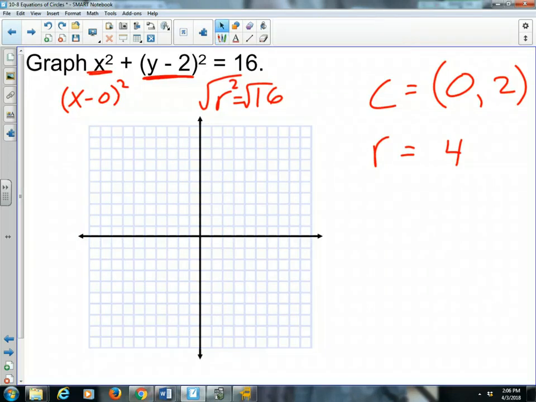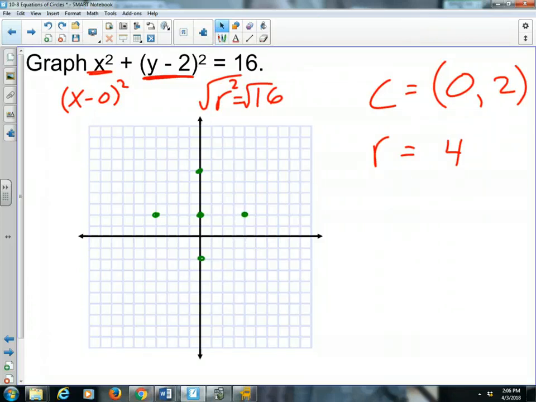So again, I have enough information now, and I can draw my circle. My center is at 0, up 2. So that right there, and then I'm going to go up 4, left 4, down 4, and right 4. And now I'm going to trace my circle.